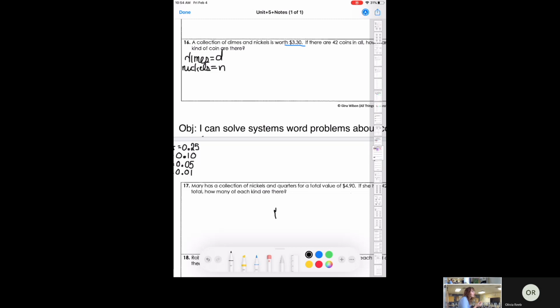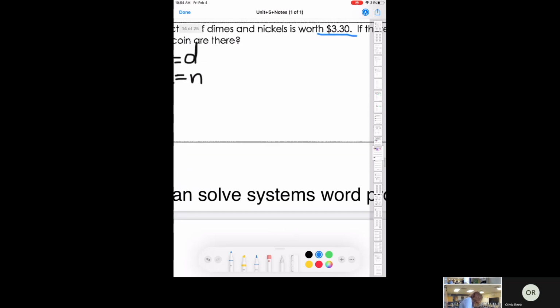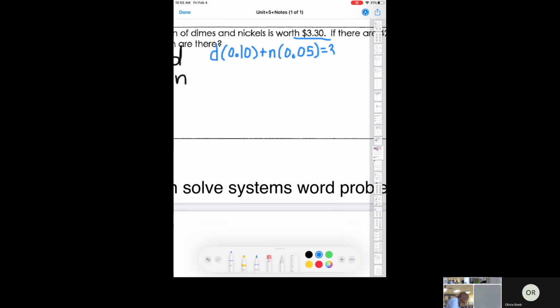So we're going to use the amount of money that each of those are worth because our problem is talking about money. So dimes plus nickels is $3.30. So the number of dimes, times the amount that a dime is worth, 0.10, plus the number of nickels, times the amount that a nickel is worth, 0.05, equals $3.30.